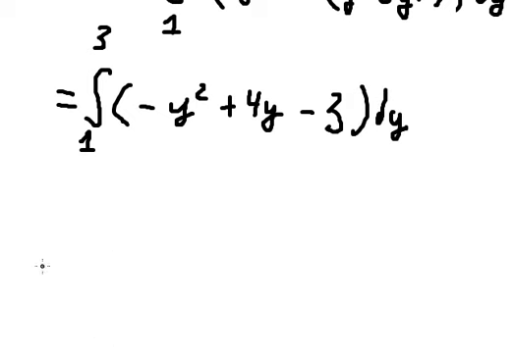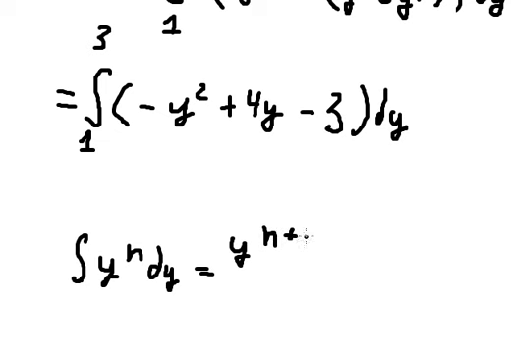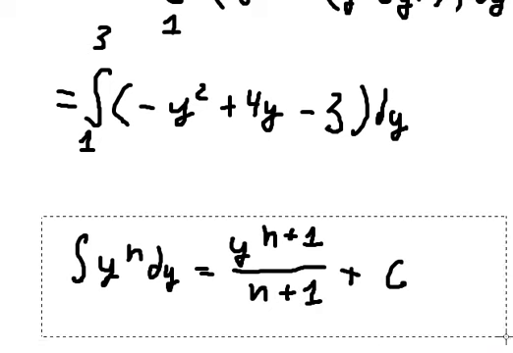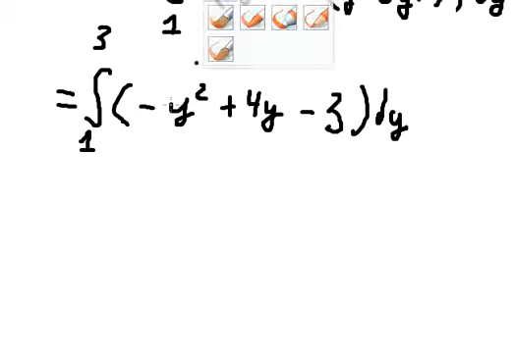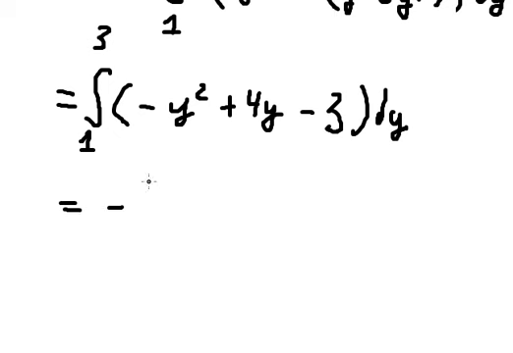So we have the formula in here. We have y to the power of n plus 1 over n plus 1, and I will put c. So in this situation, we have negative y to the power of 3 over 3. So 2 plus 1, we have 3 and 3 in here. Similar for the second one.